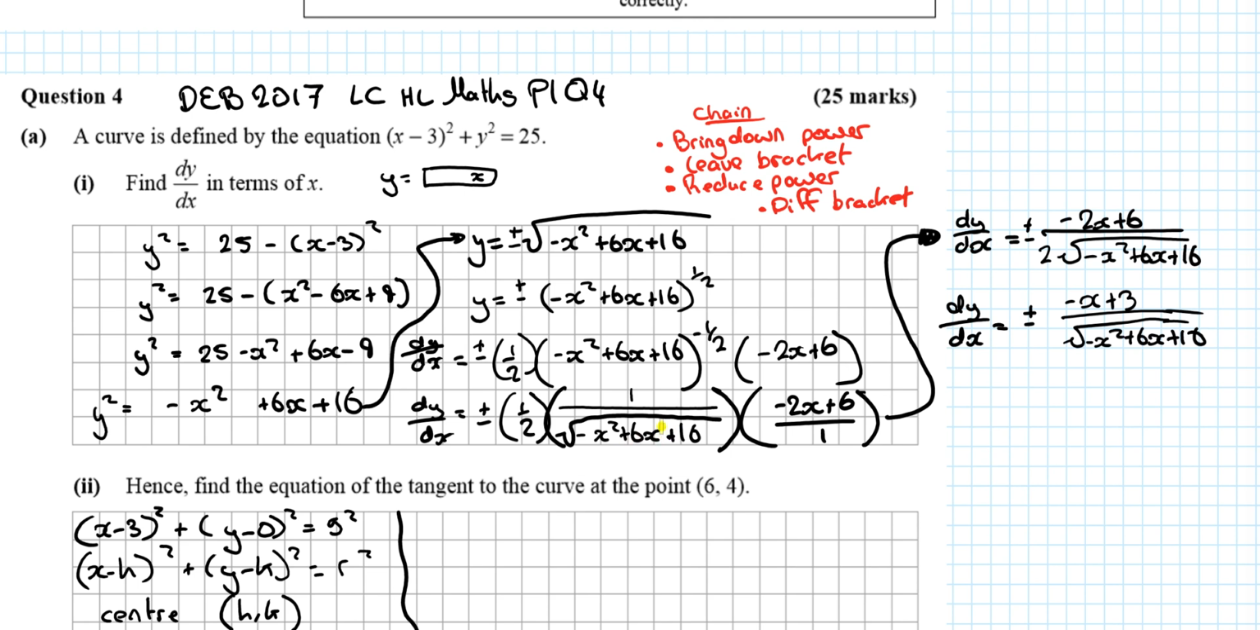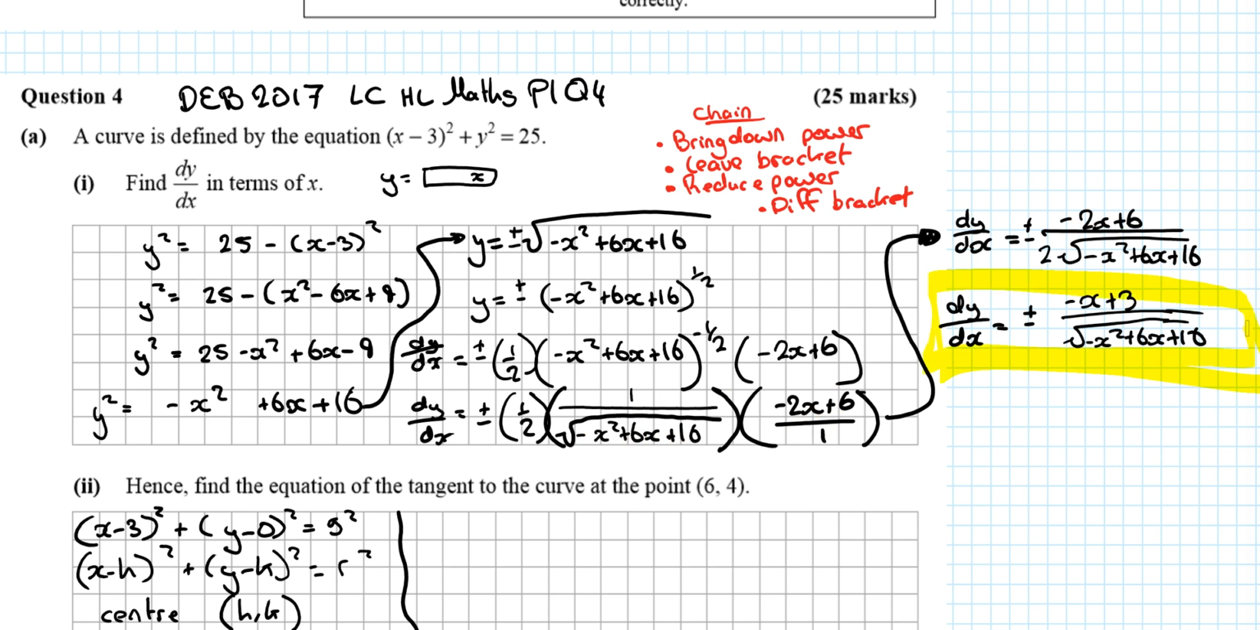So page 21 of your log tables will tell you a negative power can be written on the bottom line of a fraction. It'll also tell you a power of a fraction, it can be written as a third. And then I've changed -2x + 6 to be over 1, which doesn't really change anything. Simplifying it by bringing it all together, top by top, bottom by bottom, and then the 2 divides into the top line nicely as well with the plus or minus.